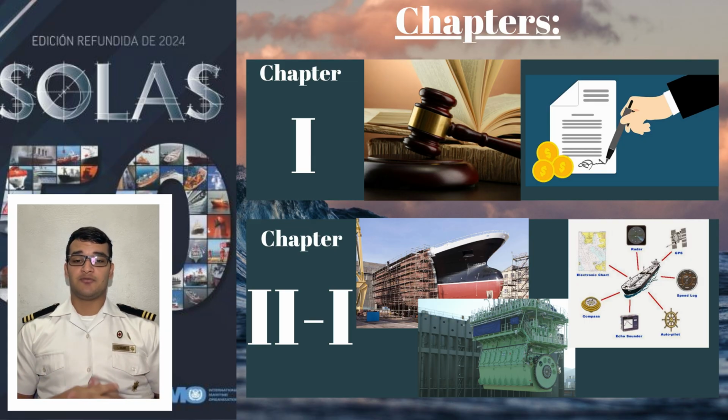Chapter 2, Part 1, construction, machinery and equipment. This refers to the standards for the construction, machinery and equipment of ships, focusing on structural strength, compartmentation, stability, and life-saving equipment. General objectives: to ensure the structural safety and buoyancy of the ship in the event of damage. Specific objectives: to establish requirements for construction, propulsion systems, life-saving equipment, for example life rafts, lifeboats, and others, and communication equipment.